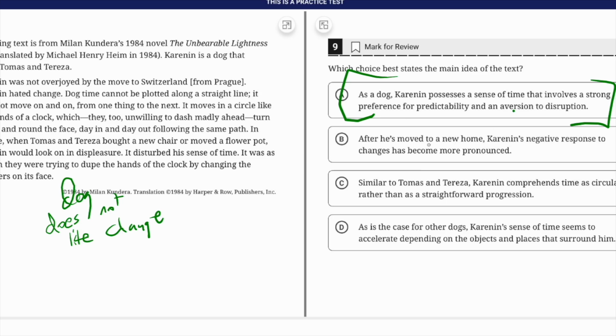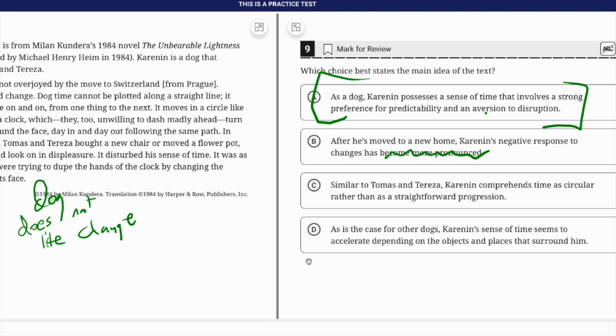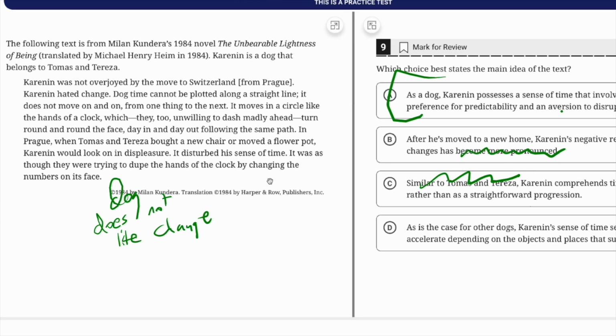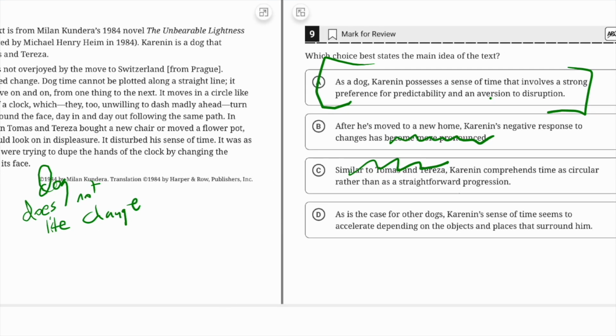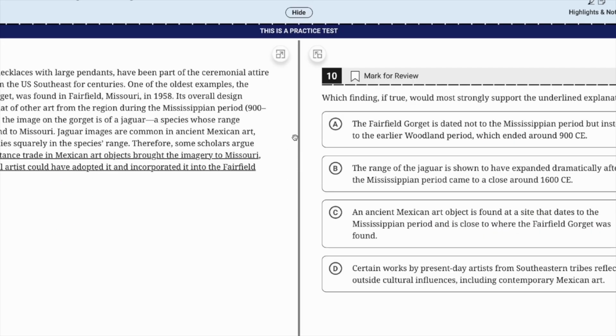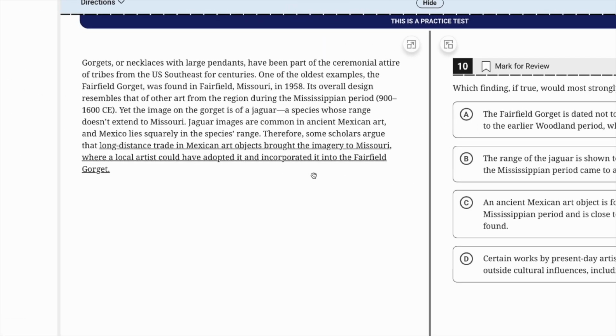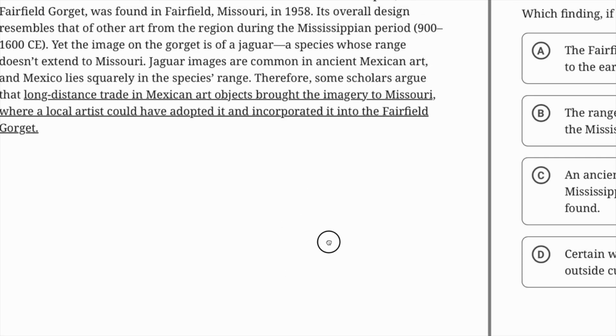So we don't see anything about the negative response becoming more pronounced. It doesn't say that they are similar. In fact, it contrasts the dog with the humans. And it doesn't say anything about accelerating. So the answer there will be A. Something that would strengthen the underlined explanation.